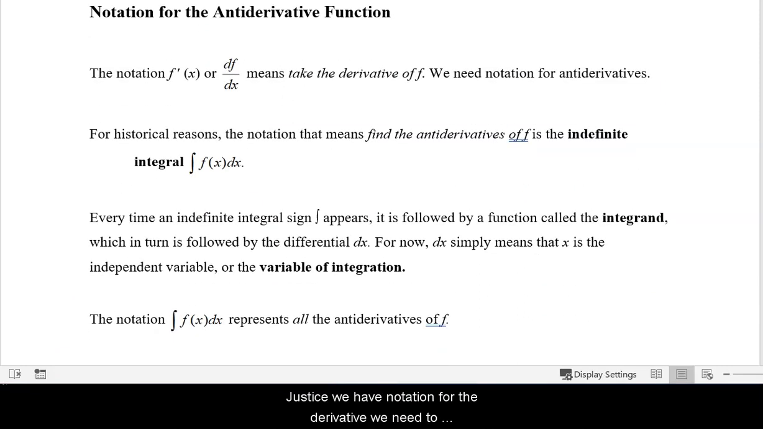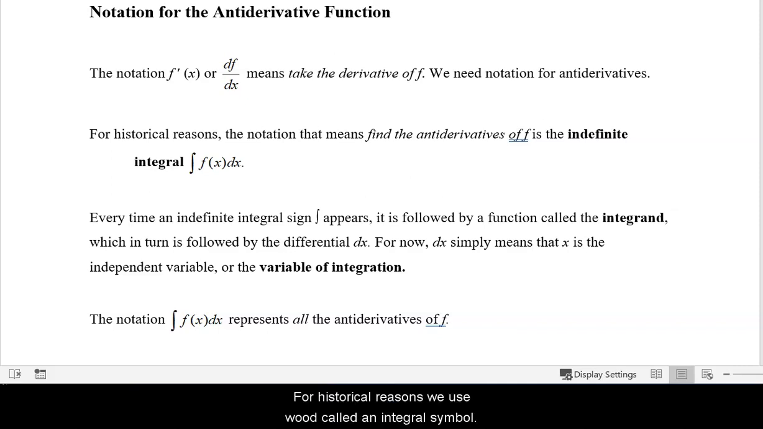Just as we have notation for the derivative, we need to have notation for this antiderivative function as well. The notation for the derivative is usually the prime notation or the d by dx notation that Gottfried Leibniz invented in the early 1690s. Both of these mean take the derivative of the function named f. We need some kind of notation to represent the antiderivative, or the undo-the-derivative function.